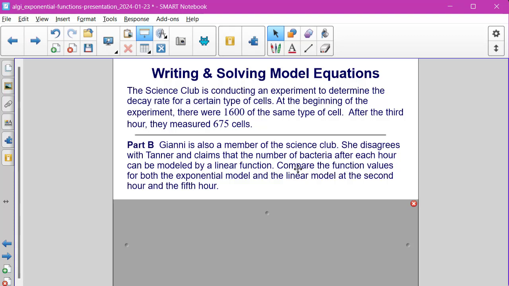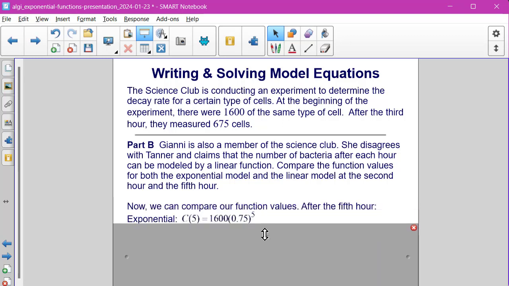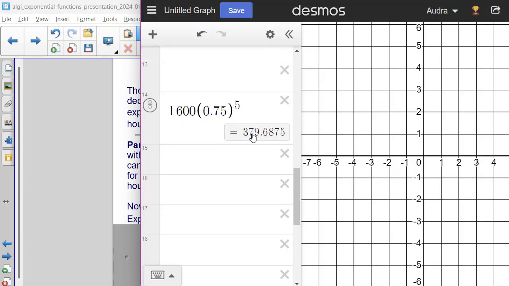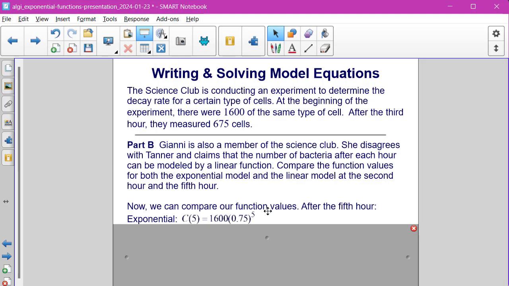Okay, so we compared the function values for both the exponential model and the linear model at the second hour. So now we have to do the fifth hour. So at the fifth hour, our time value in both of our functions will be 5. Let's begin with the exponential model. We're going to have C of 5 is equal to 1,600 times 3/4 raised to the 5th power. So we can bring out our calculator and evaluate this. And when doing so, we'll end up getting about 380 cells when we round it.